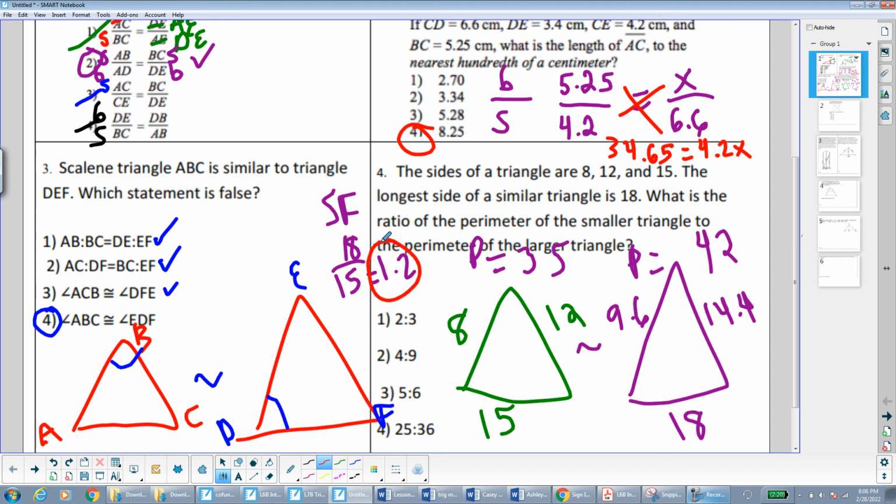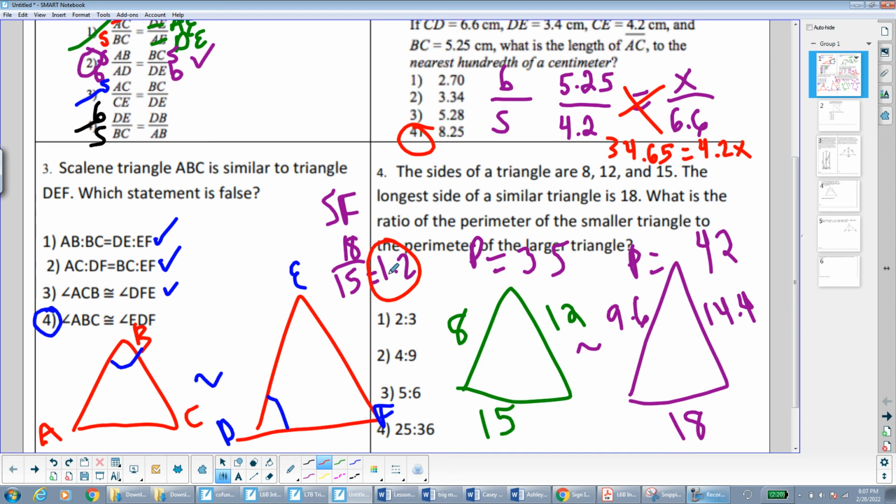So basically, we didn't even have to find the perimeters. Once we found the scale factor, that was the answer, because the perimeters of similar triangles are in the same ratio as the sides. Since all the sides are proportional by the same scale factor, the perimeter has to be proportional by that same scale factor as well. So once we found that scale factor, we already had our answer. We just need to see which of the answer choices means 1.2.